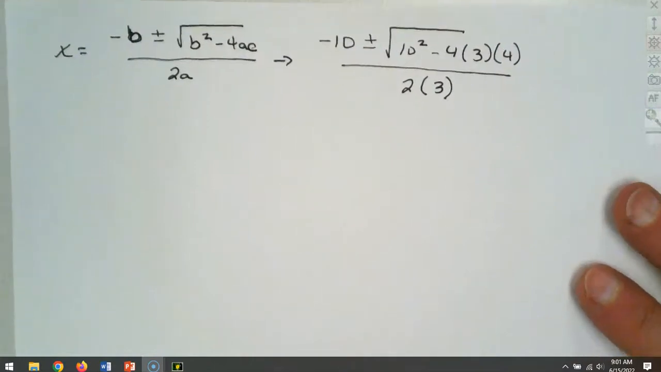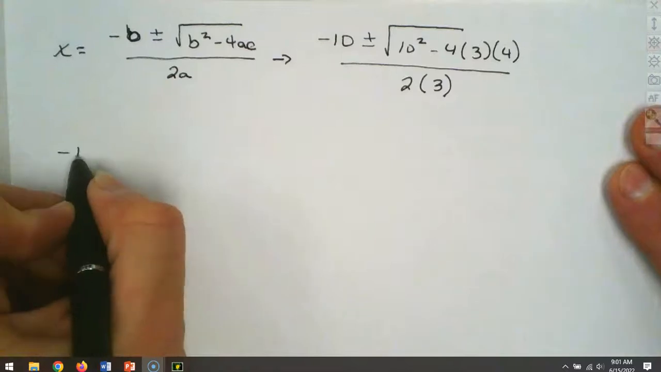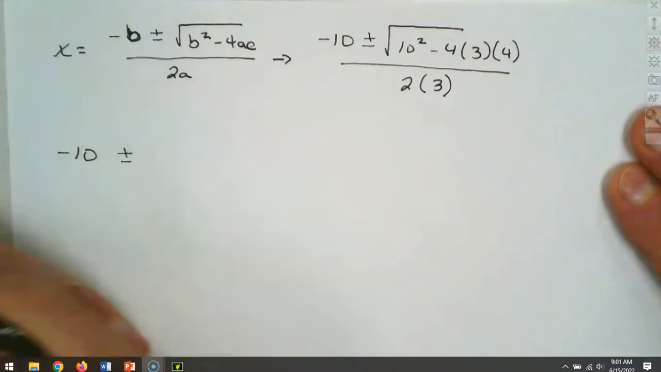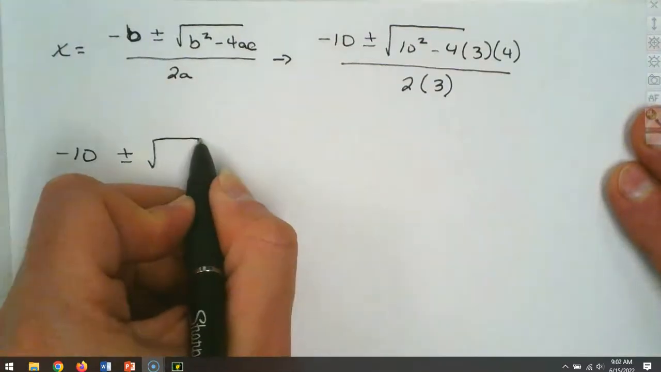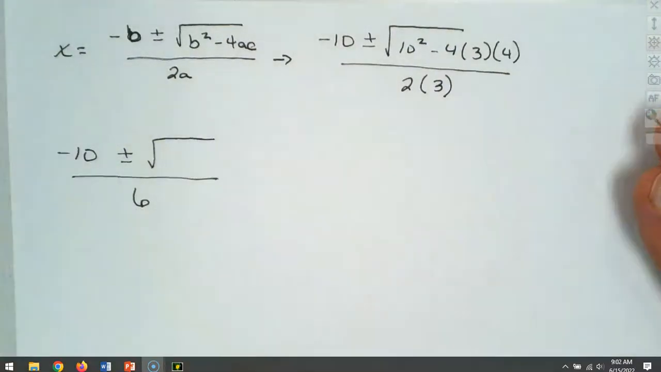Now we're going to break this down. We don't have to worry about any double negatives, so that minus 10 comes down. We're going to still have the plus or minus. We're going to leave our square root there. And 2 times 3 makes it a 6.